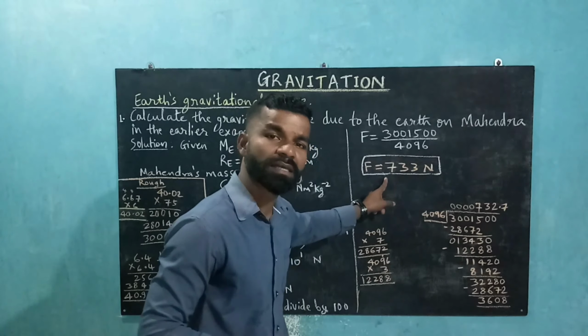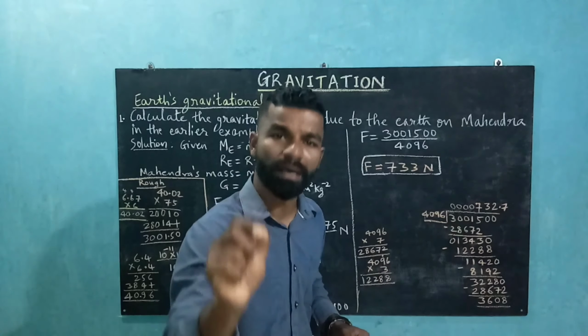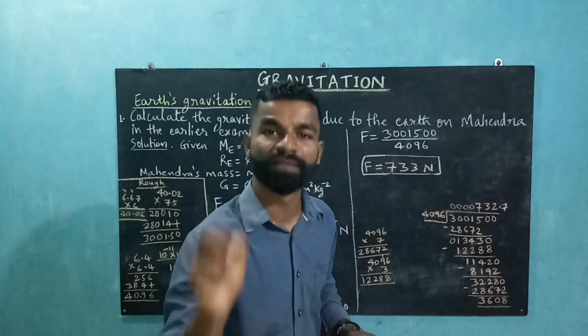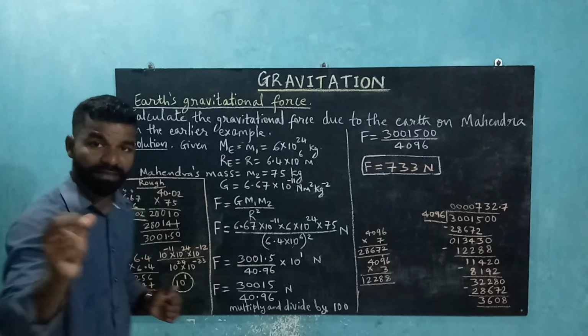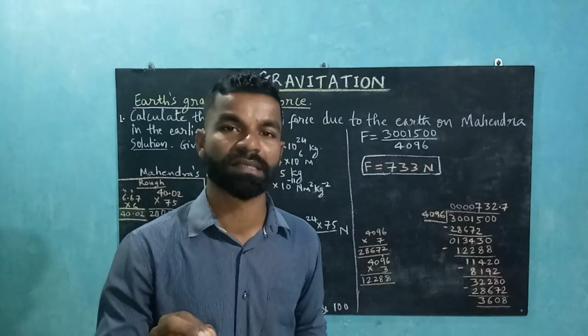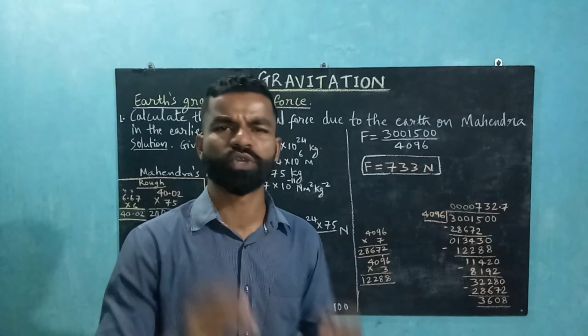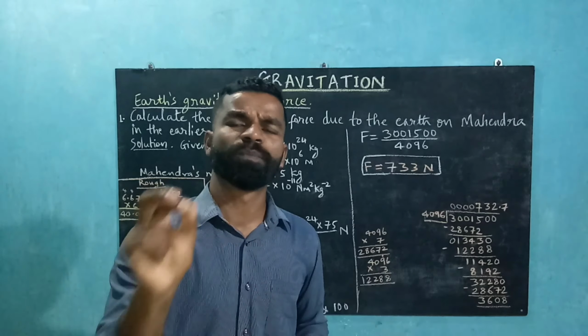So this is the answer for the gravitational force which acts on Mahindra because of Earth, and it acts from the center of the Earth. Now all this calculation seems very easy, but you need good practice for this, otherwise you tend to make mistakes in multiplication and division. So your maths has to be perfect, and good practice can give you perfect maths.